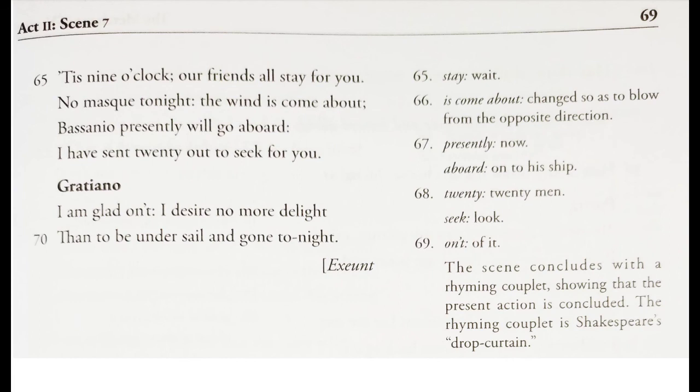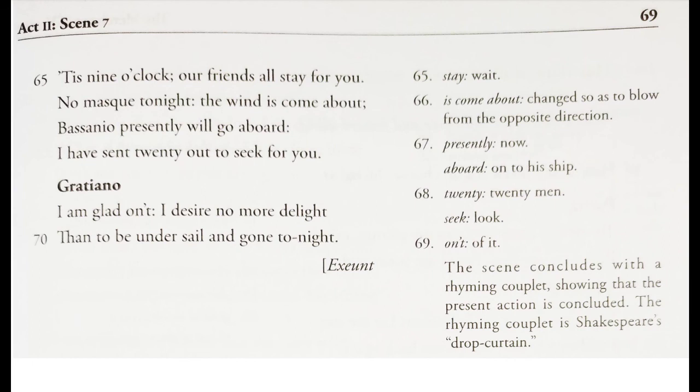Graciano says, I am glad on it. I desire no more delight than to be under sail and gone tonight. Oh, I am so glad to hear it, that the wind is favorable, because I don't have any other desire of any other kind of delight than to be under sail. I just want to sail out, because I also want to go to Belmont with Bassanio. So we already know that Bassanio has agreed to take Gratiano with him, and Gratiano feels happy to know that the wind is favorable. So he wants to go away that very night, and he's very happy to know from Antonio that the wind is favorable. So that is what he says.